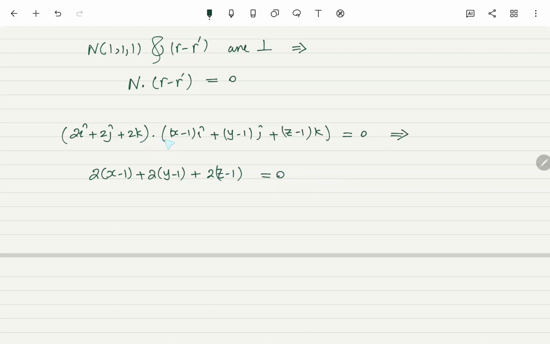Remember, when you dot product two vectors here, the answer is a scalar quantity, and in this case you can say that, after rearranging this equation, x plus y plus z all equal to 3.